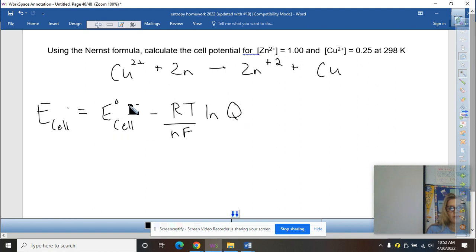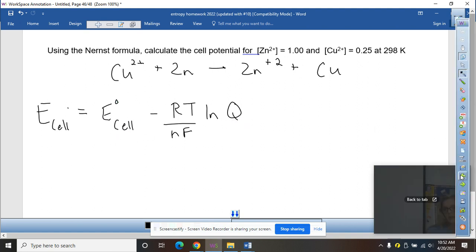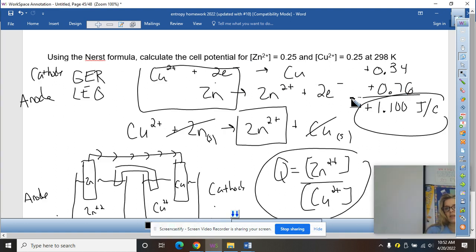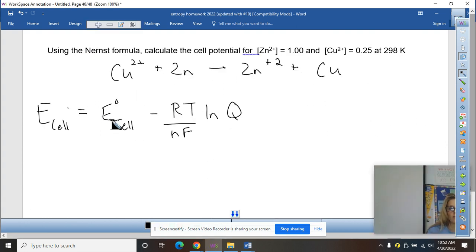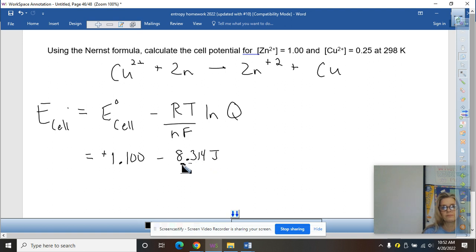Okay, this value right here is the one that we determined by taking the numbers, at our standard temperature, using standard concentrations, 1 molar, 1 molar. These are the numbers that we took off of our reduction table, our reduction potentials. And so that's what's going to be your standard right here. And we said that was 1.100. The R is our 8.314. This is on your formula sheet, and this is going to be in joules. This is joules per coulomb.